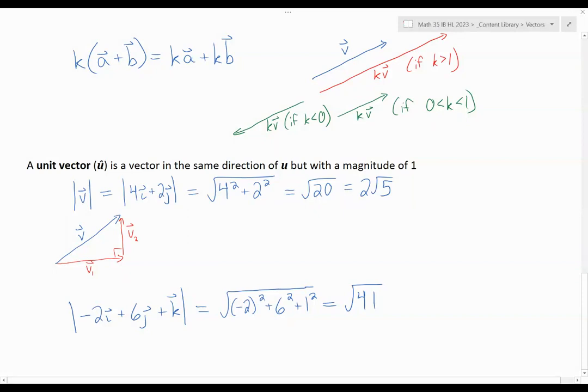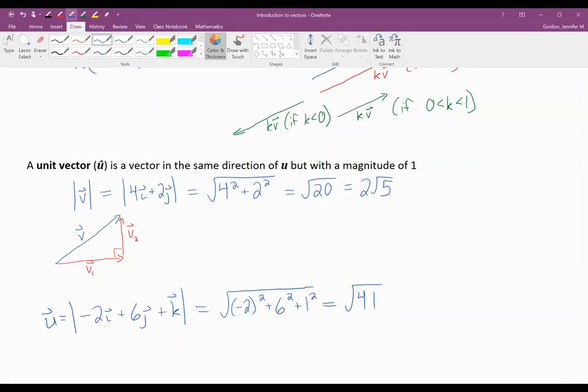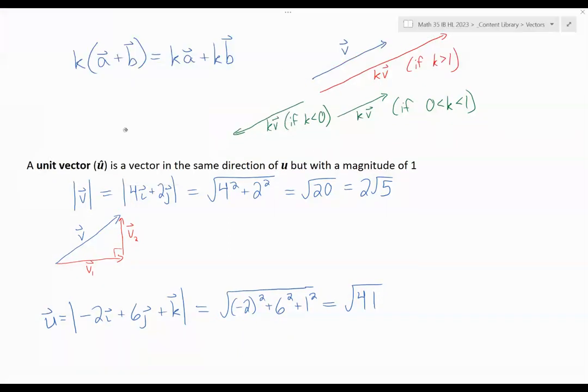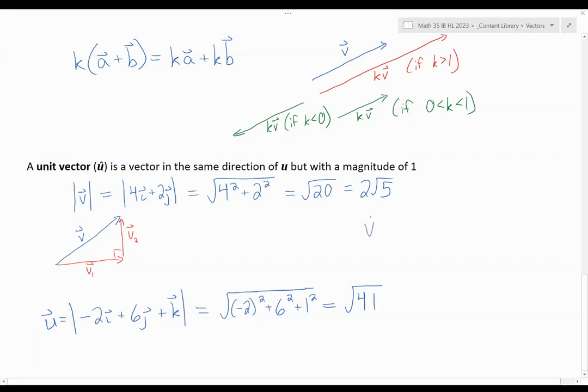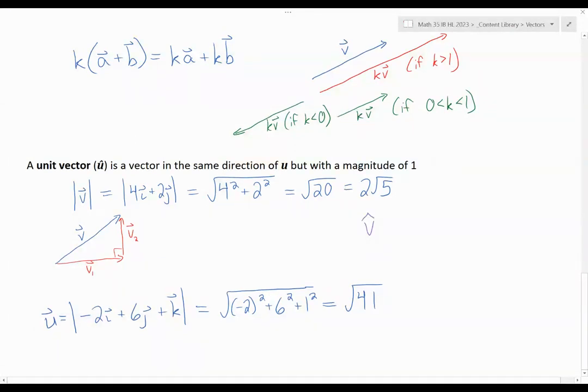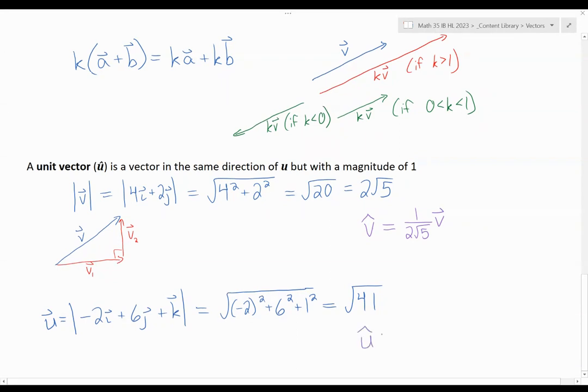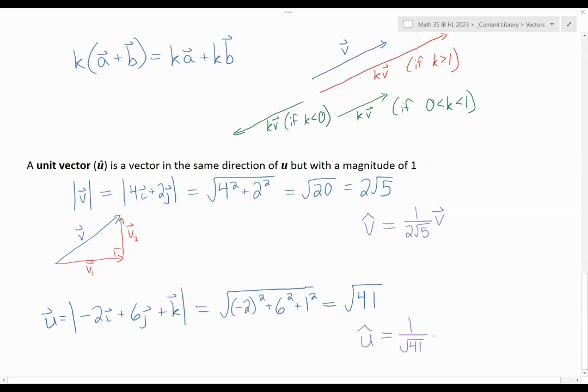A unit vector, therefore, is going to be a vector in the same direction as each of these vectors. So I'm going to call this one u, but with a magnitude of 1. So in the case of v, this 2-dimensional vector that I started off with, the unit vector for v is going to have to be parallel to v. In other words, it goes in the same direction as v. I put a little hat on it to show that it's a unit vector. But it can only have a magnitude of 1. So in order to make it have a magnitude of 1, I multiply it by the scalar of 1 over 2 root 5. So 1 over 2 root 5 times v. In the case of the 3-dimensional vector, its unit vector would be 1 over root 41 times that vector.